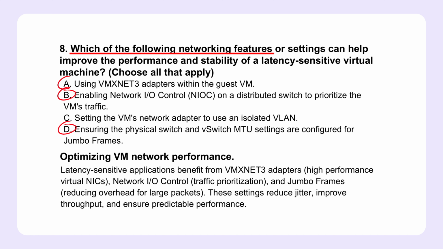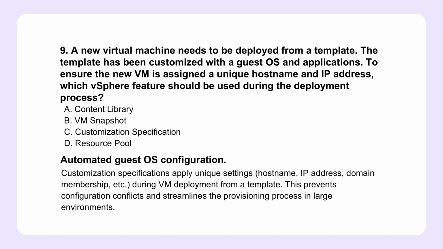Excellent. Okay, infrastructure's built, it's optimized. Now we need to deploy VMs efficiently. Say you're using templates to create new VMs. How do you make sure each new VM automatically gets its own unique hostname and IP address so they don't clash? The classic deployment headache.